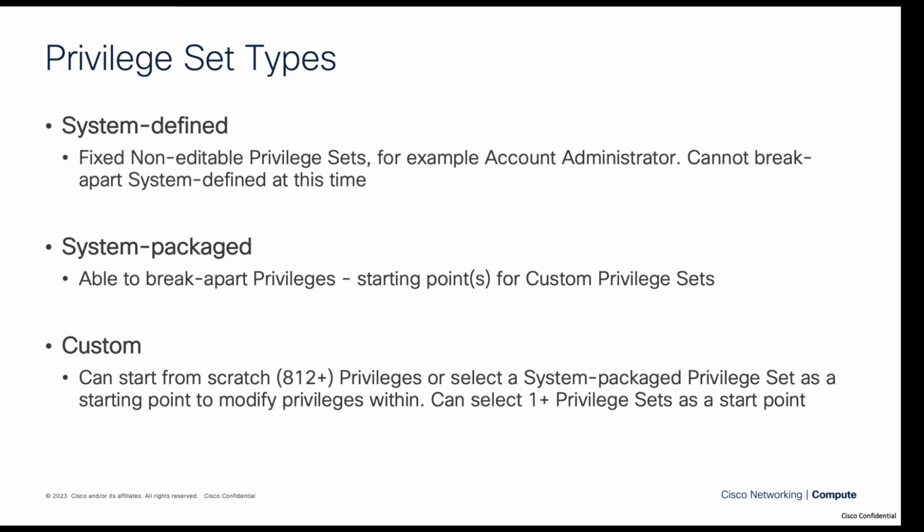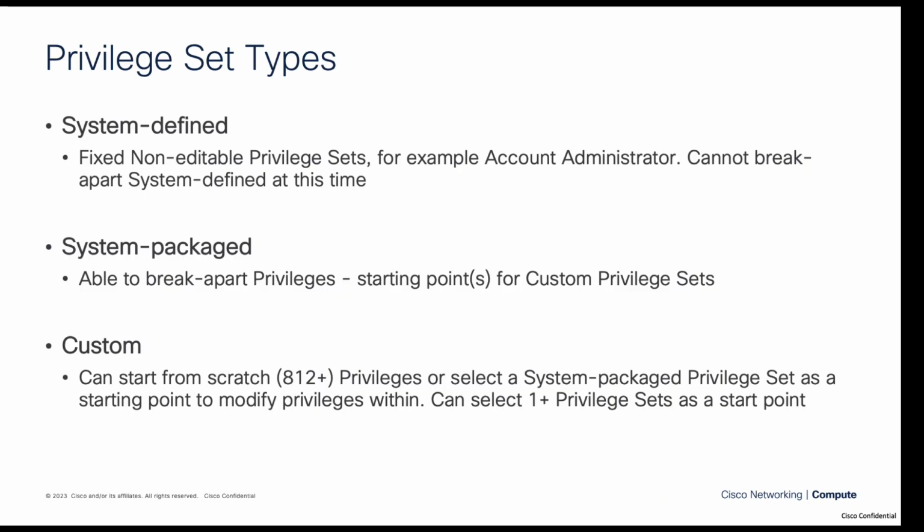Next, I want to talk about privilege set types. You're going to see in the system three different buckets of privilege sets: system defined, system package, and then anything you create is going to be a custom privilege set. When it says system defined, that means it's a non-editable privilege set. Case in point, the account administrator. We're not going to expose everything in the account administrator privilege-wise for you to edit, to pick and choose at this time. You can't break that apart. So think of system defined as fixed at this point in time, and you cannot modify those. The next category is system packaged.